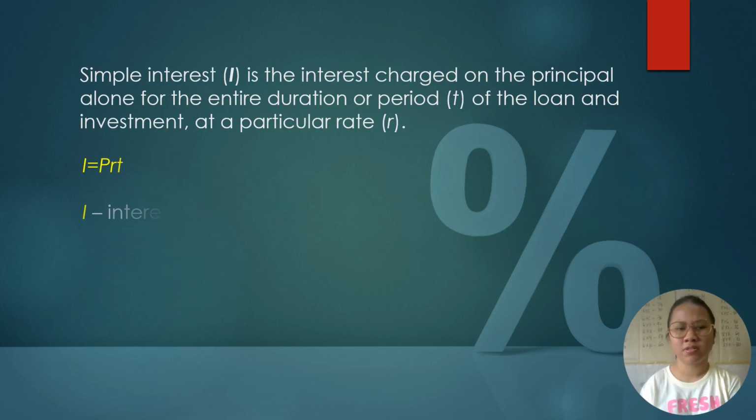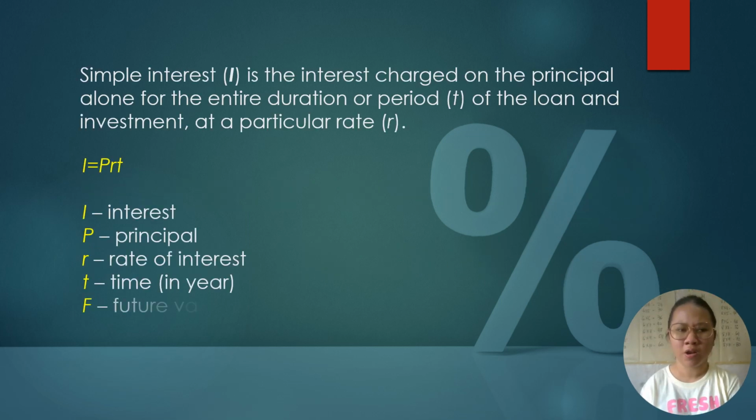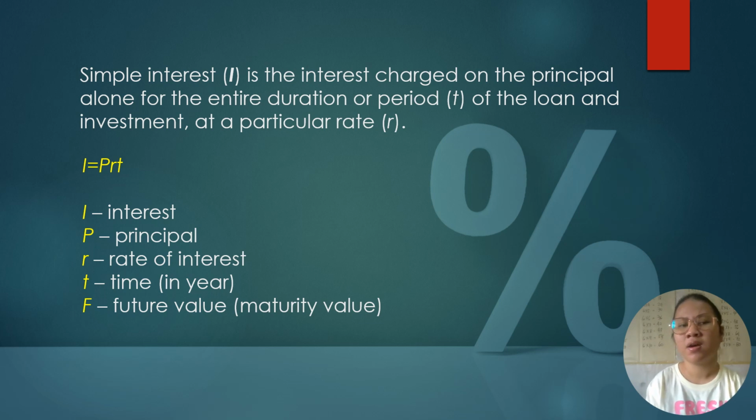Simple interest is the interest charged on the principal alone for the entire duration or period of the loan and investment at a particular rate. The formula in getting the interest is I equals P times R times T, where I is the interest, P is the principal, R is the rate of interest, T is the time, and F is the future value.